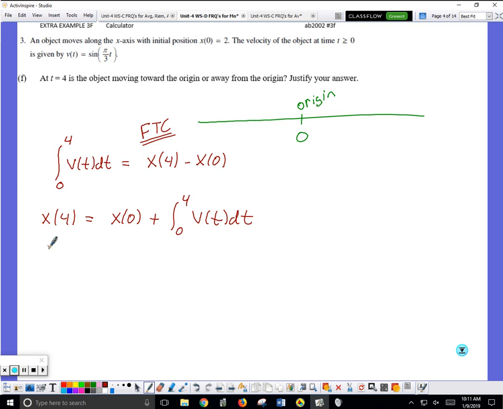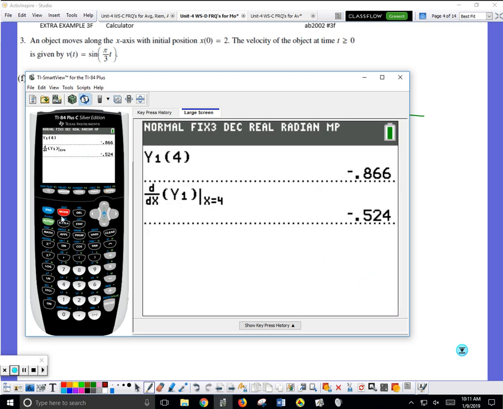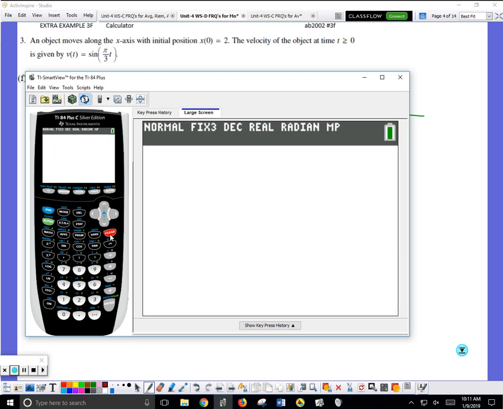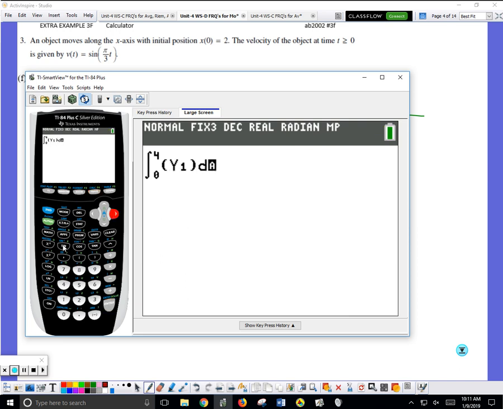So we want to find x of 4. We know x of 0 is 2. We can use our calculator to find that integral. So math 9, 0 to 4, integrate the velocity. We got it.